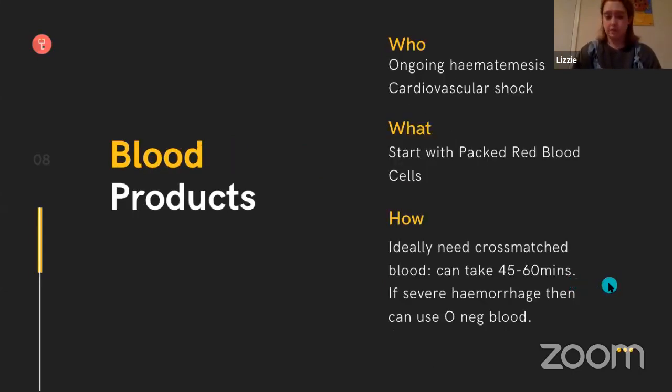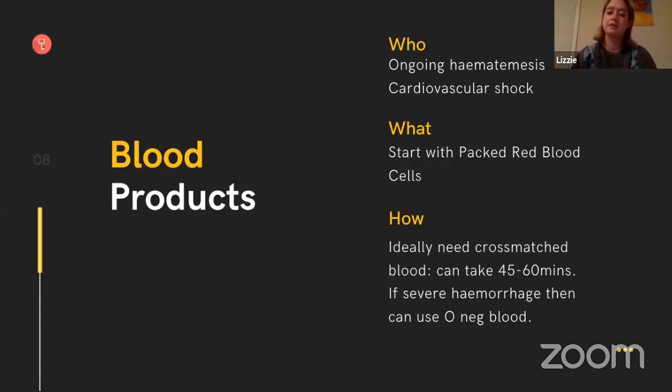And then we go on to blood products. So in these patients, if you're thinking about an upper GI bleed, you're considering blood products if there's ongoing bleeding, so hematemesis, melena, and/or if there's signs of cardiovascular shock. So hypotension, tachycardia, a change in urine output, they might have a change in their consciousness level, and with the ongoing bleeding, if they're not in shock, they're heading towards that.